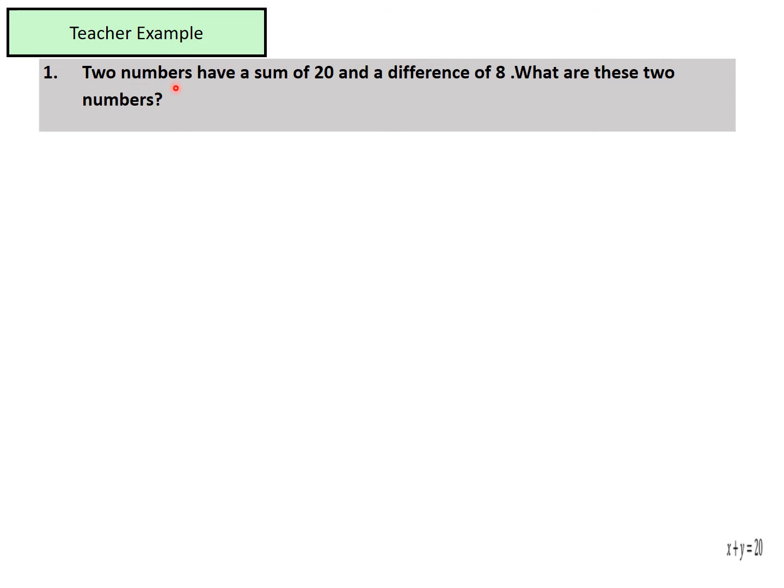Two numbers, let's say x and y, have got the sum of 20. How can we write that? We can just write x plus y is equal to 20. It doesn't matter which one is x and which one is y, just two different numbers. And then they have a difference of 8, so x minus y is equal to 8. Now you can see you have simultaneous equations: two unknowns and two equations.